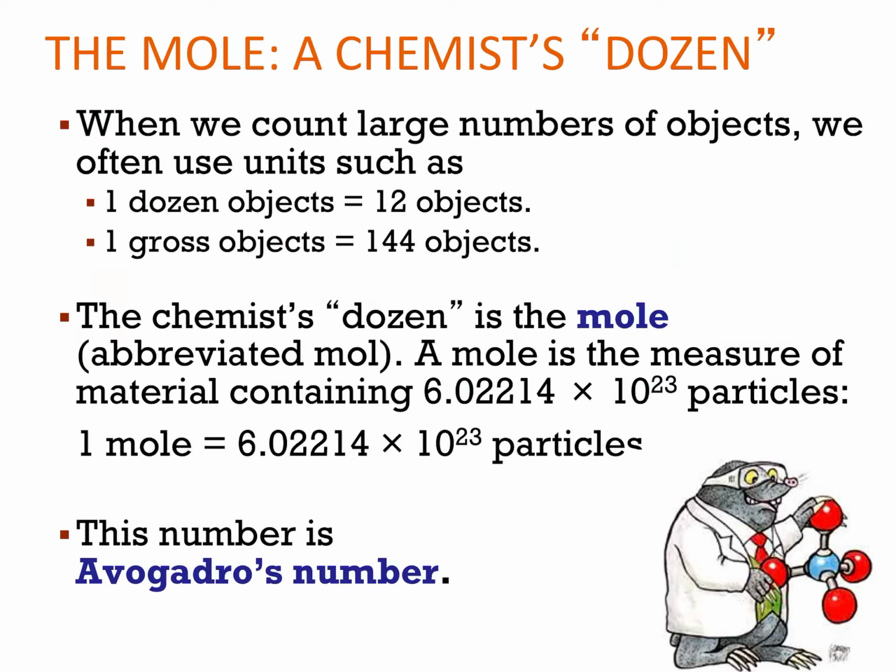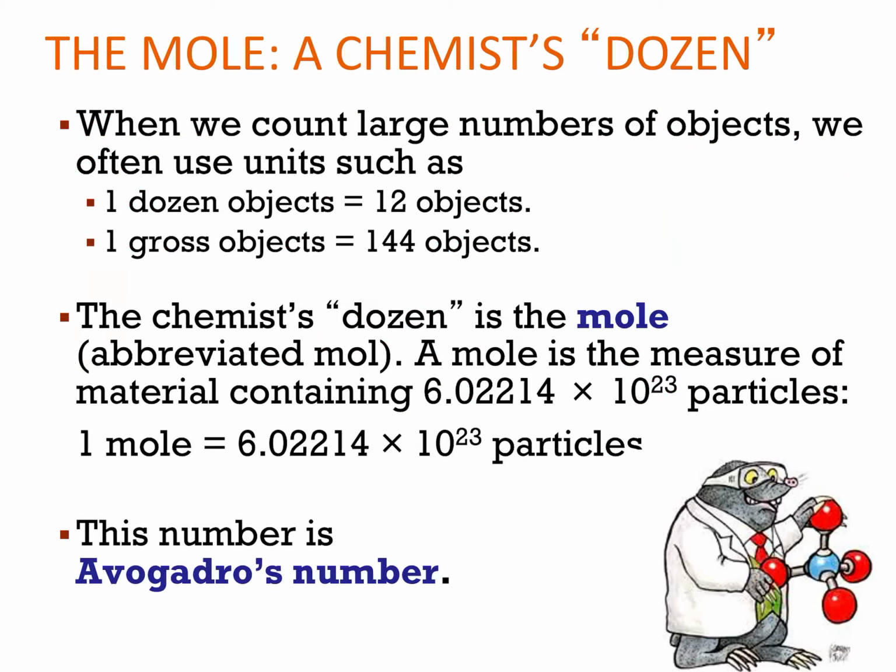Okay, on to the mole. Hopefully you've heard about the mole, and it is not this cute little guy down in the bottom right. We often use the actual mole, like that guy, as kind of a chemistry mascot, right? Because we talk about the mole all the time. But the mole is a chemist's dozen, and we use it to count really large numbers of objects, like atoms. And we use this because atoms are really, really small.